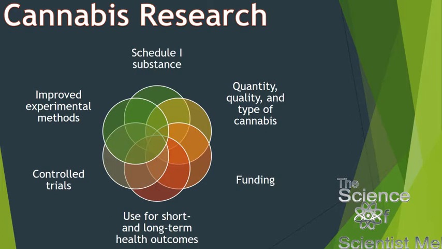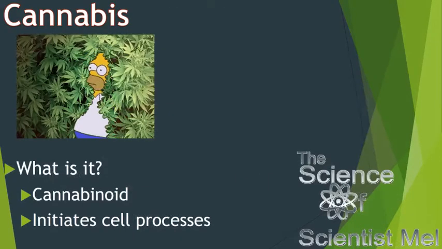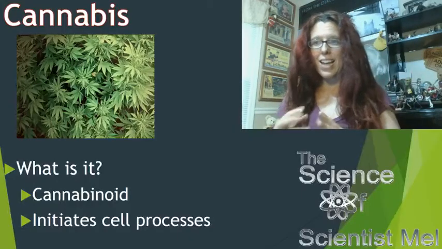They also need improved experimental methods. They need more controlled trials. And the other thing is they need people that use for short and long-term health outcomes. So we have a lot of barriers here in regards to cannabis research, but since some states have made it legal, it'll make it a bit easier in regards to finding that particular research that we need. At least the different barriers are kind of overcome in that regard, so that we'll be able to get what we need.